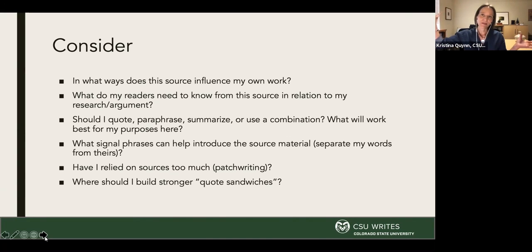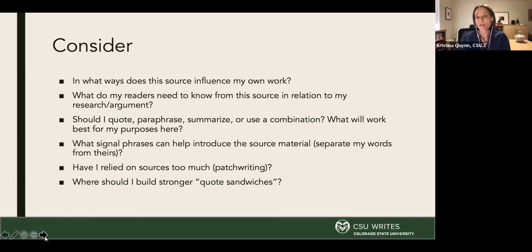Do you need to summarize a big text or portion of it in a couple sentences, or do you need to paraphrase very specific portions and ideas from theirs? What signal phrases can you use to help introduce source material? So if you think about templates for "they say," how can I introduce what it is that they're saying? So "according to," or listing their names, right, at the very beginning. So there are ways that you can signal readers to let them know that they're going to be reading someone else's words, quotation marks, right? And separating your words from theirs.